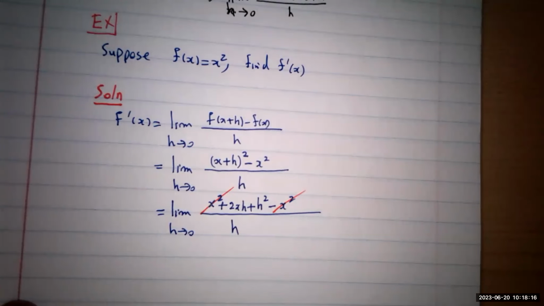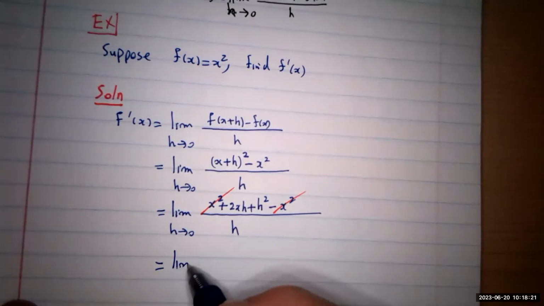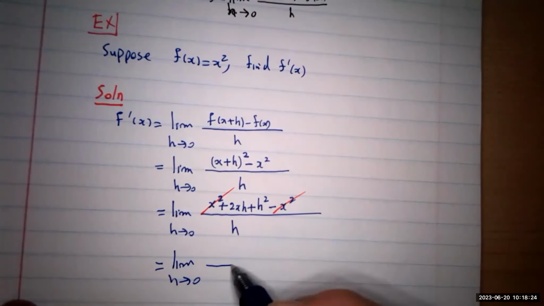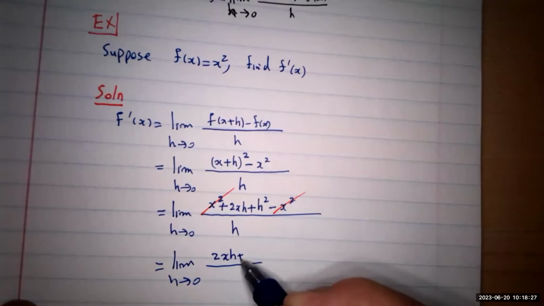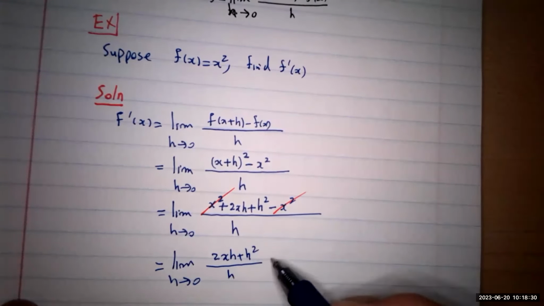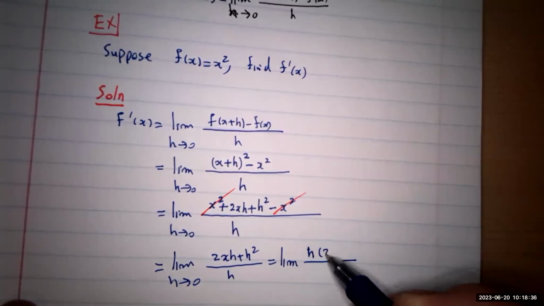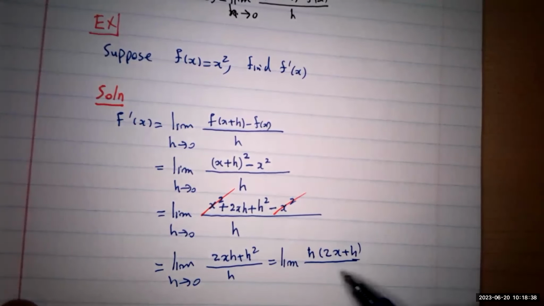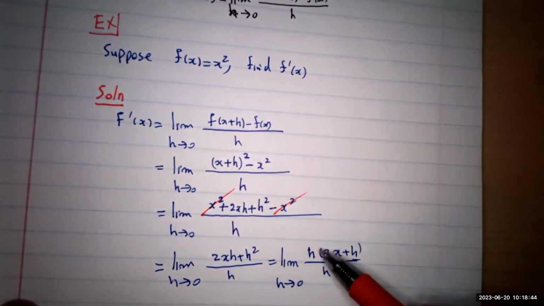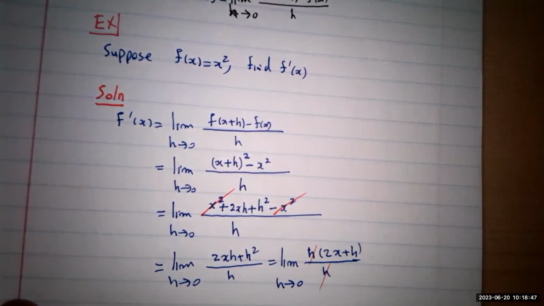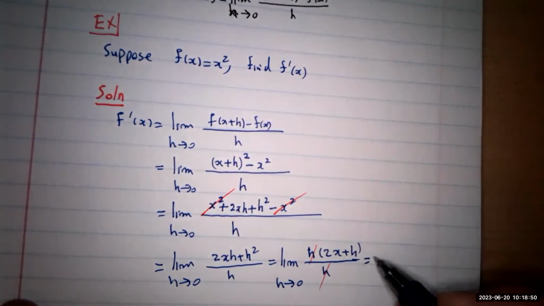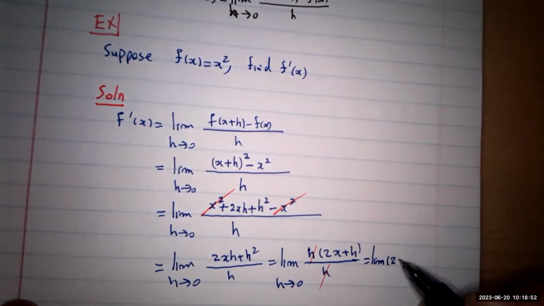So what do you have? This would be the limit as h goes to 0. The top would be 2xh plus h squared over h. Factor out the h from the top. So that gives h times 2x plus h, divided by h, as h goes to 0. Now we cancel the h and h as a common factor. So that gives the limit of 2x plus h as h goes to 0. Direct substitution.